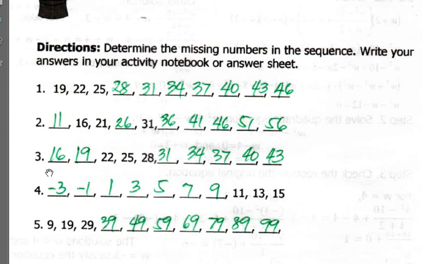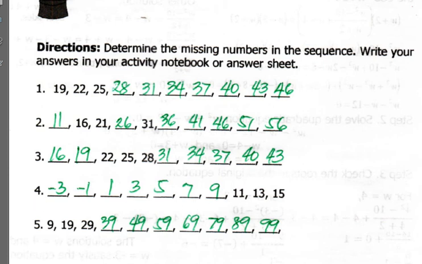Number 3, we have given 22, 25, 28. Common difference again of 3. So 22 minus 3, that's 19. 19 minus 3, 16. Then 28 plus 3, 31, plus 3, 34, plus 3, 37, plus 3, 40, plus 3, 43.